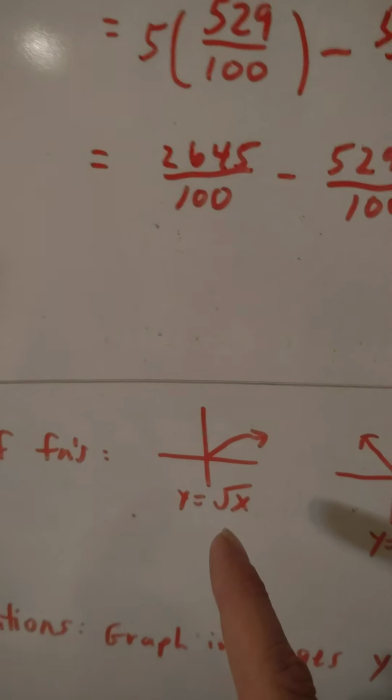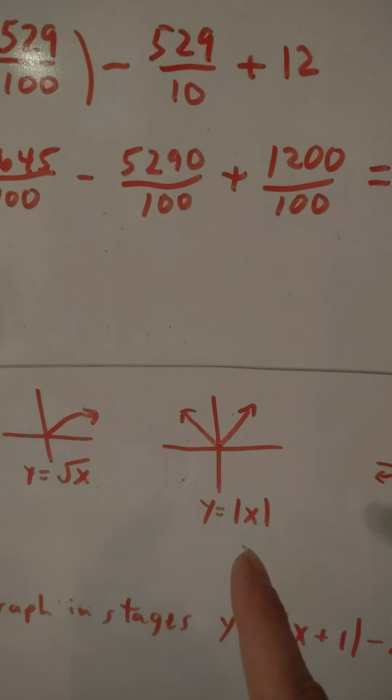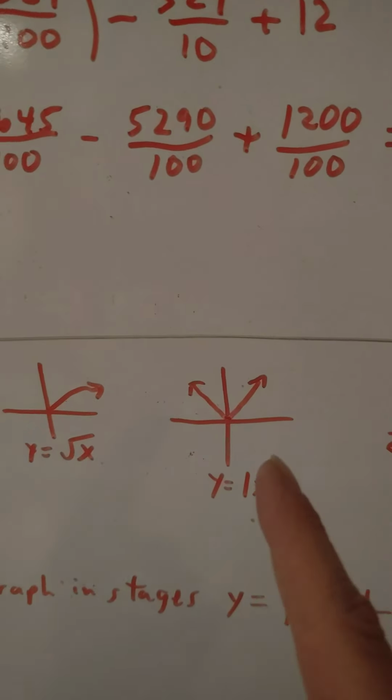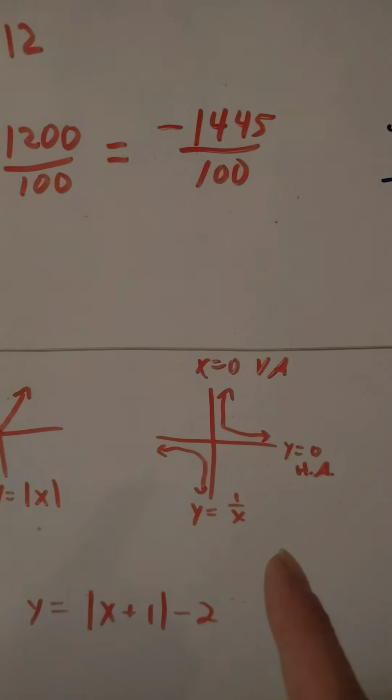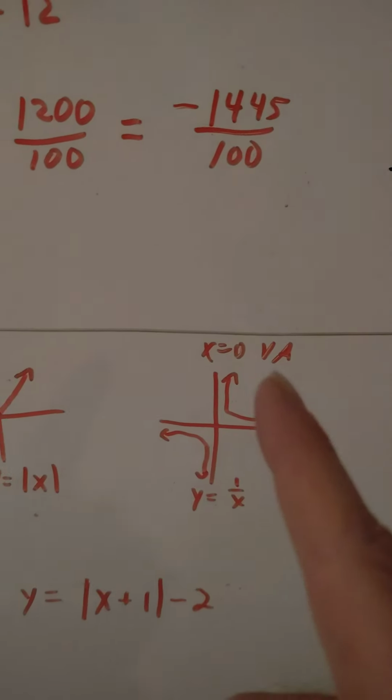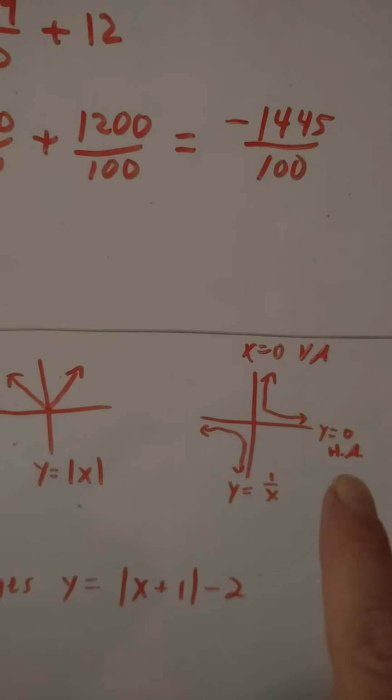Notice the marriage of algebra and geometry. What does the absolute value of x look like? y equals the absolute value of x. It looks like that. What about the reciprocal function? y equals 1 over x. That looks like that, where you get these asymptotes.